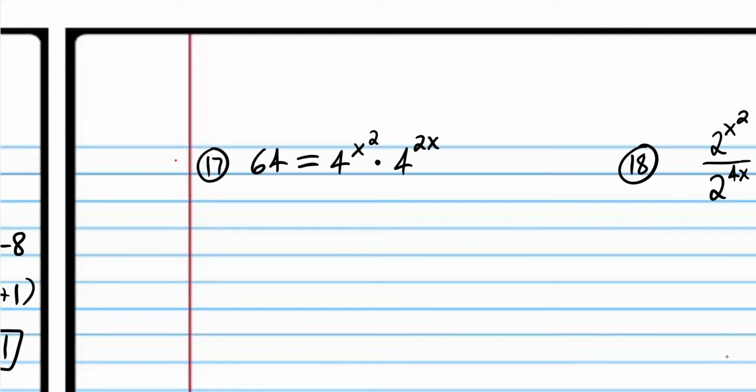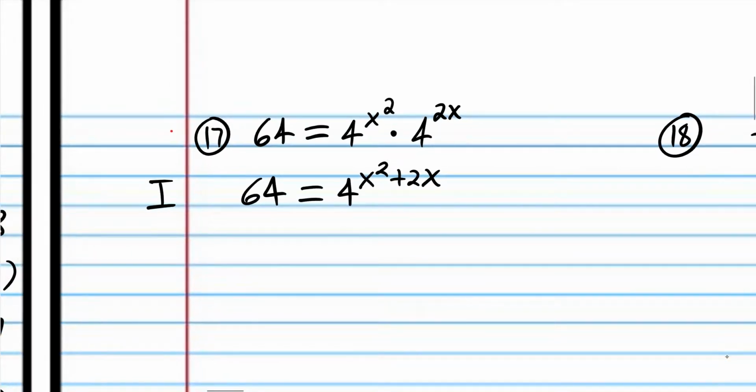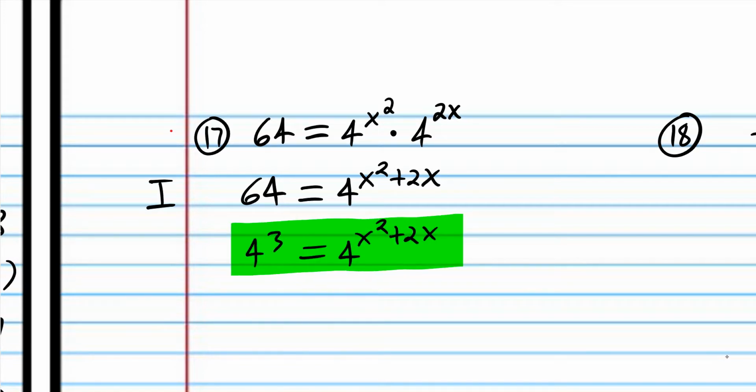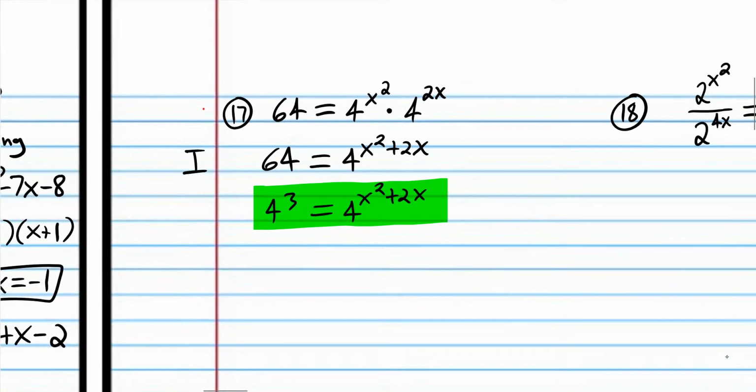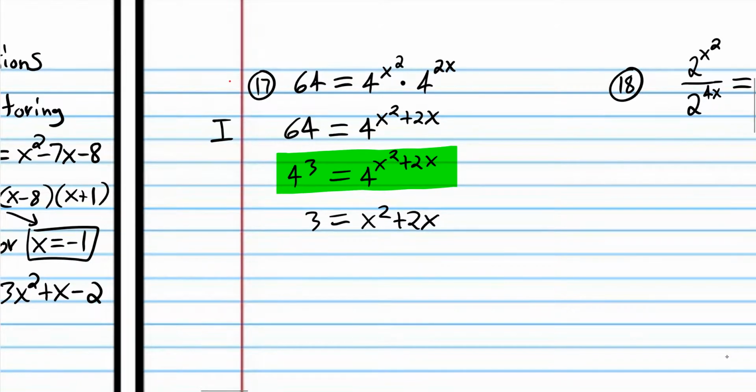So I'm going to use rule number 1. We're multiplying powers, so we just add the exponents. Then I'm going to change 64 to 4 to the third power. And you can see where I'm going with this. Now we're at the critical stage. The bases are the same, so that means the exponents are the same. But it's very, very critical that we understand that's a quadratic equation.